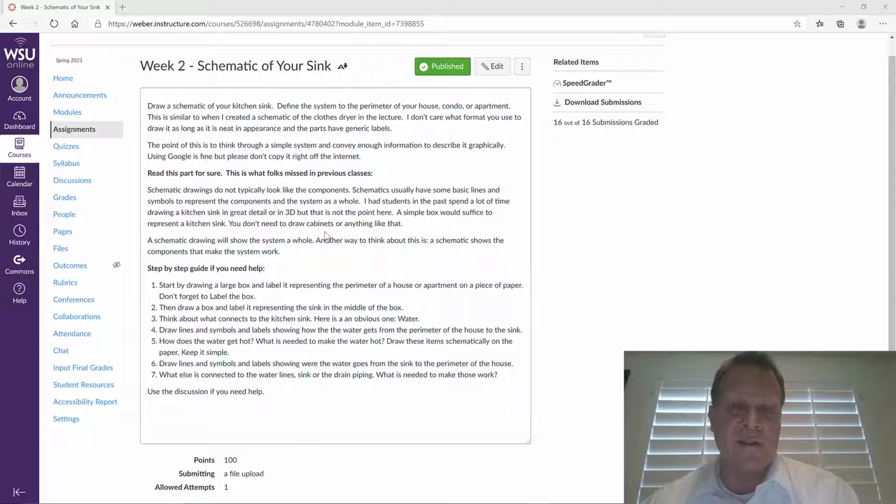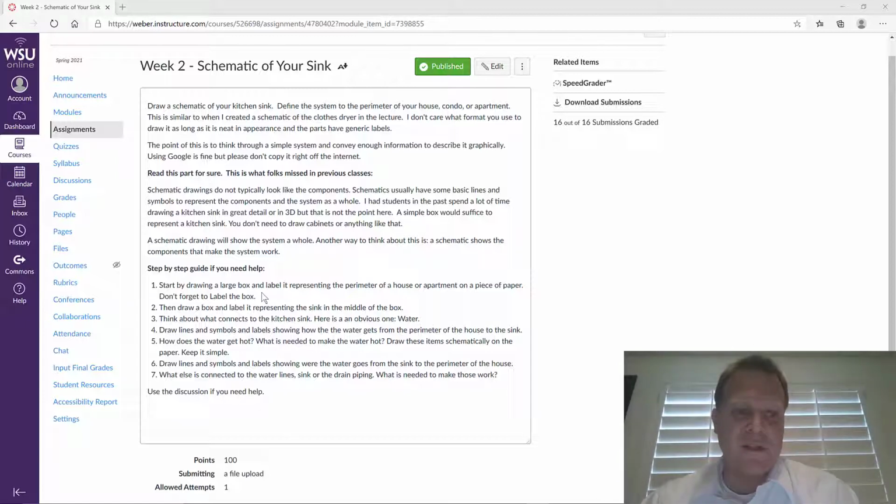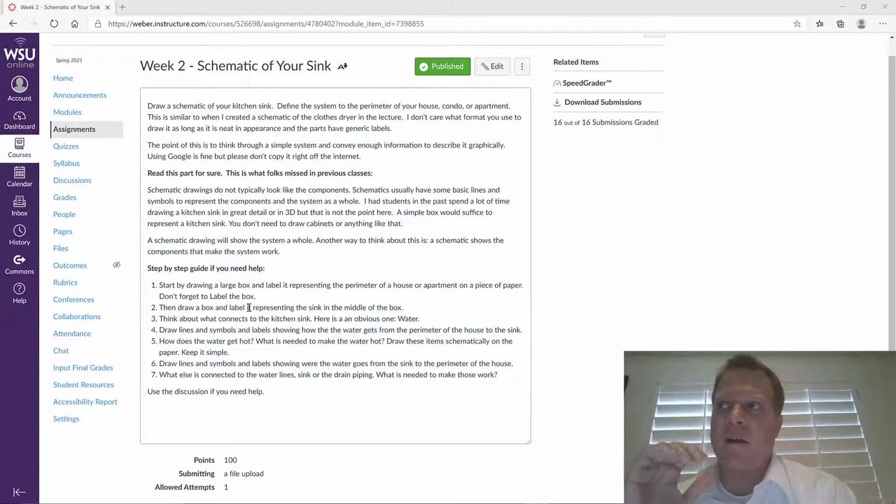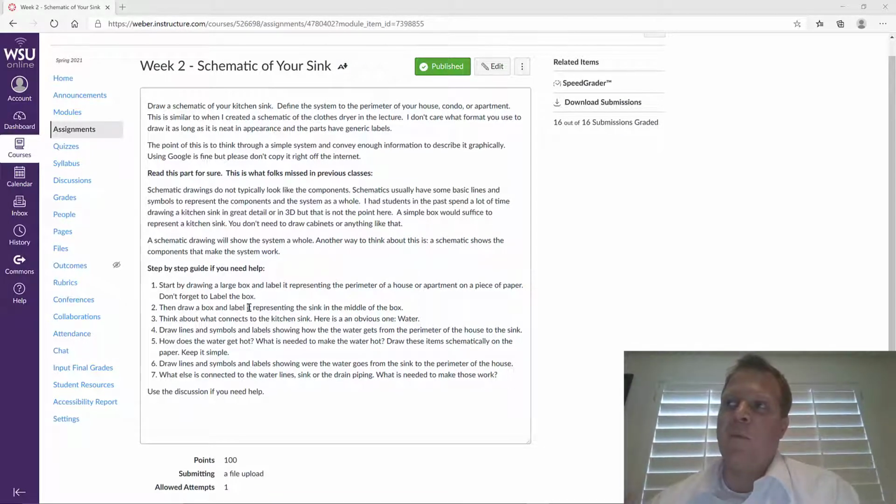So the entire system, if we wanted to call the kitchen sink a system, let's just go through drawing a large block representing the perimeter of the house. Most people did that. Some people only drew the actual kitchen sink. But what I was looking for was for you to draw a box meaning the perimeter of the house or the apartment, and then put another box in the middle representing the kitchen sink, and think of what systems need to be involved in order to make that kitchen sink work.